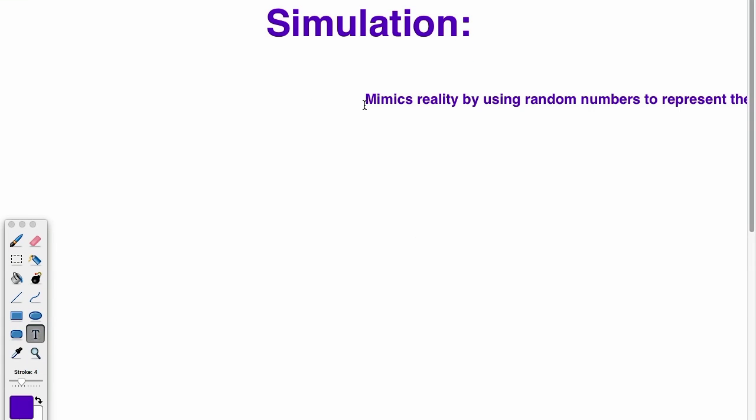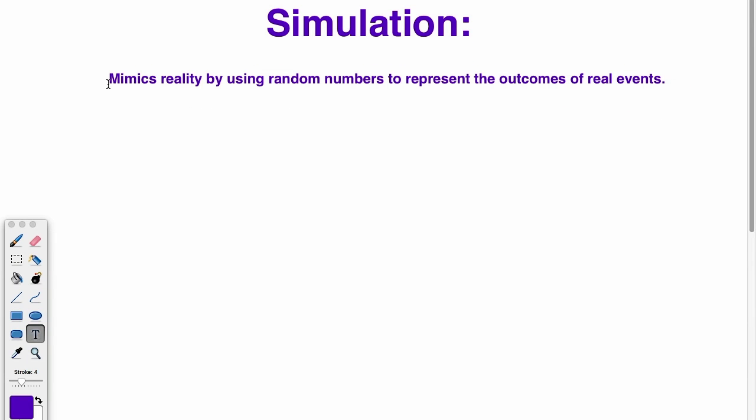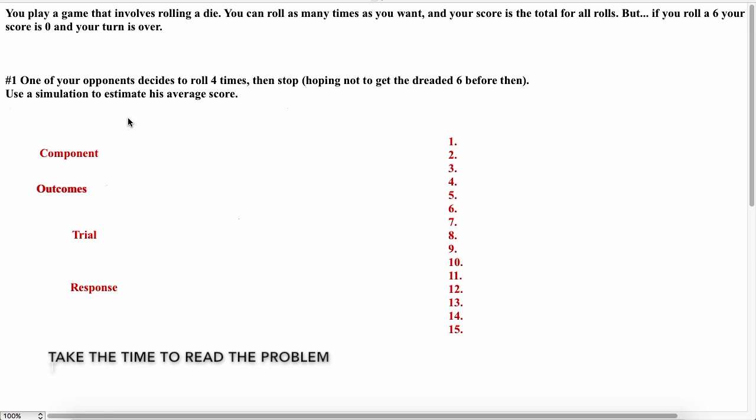A simulation mimics reality by using random numbers to represent the outcomes of real events. Like a biology experiment, we want to leave instructions and define our variables. A component is one of our basic building blocks. Because simulation uses random numbers, those numbers mean nothing if we don't define them or give them an identity.